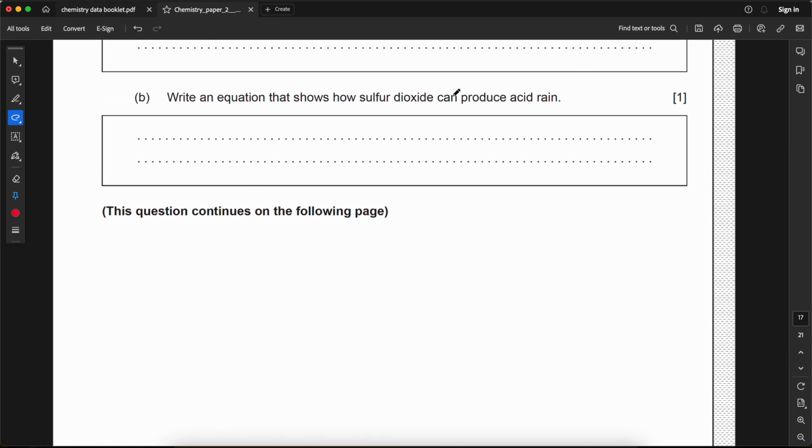Write an equation that shows how sulfur dioxide can produce acid rain. So it will be SO2 gas dissolved in water produces H2SO3 aqueous, acid rain. If it's H2SO4, this will be SO3. Okay?